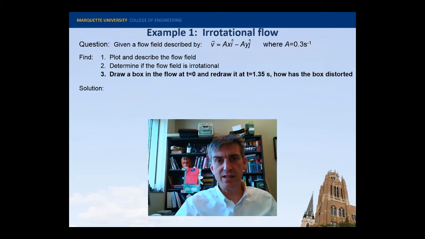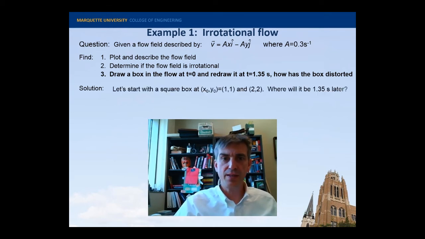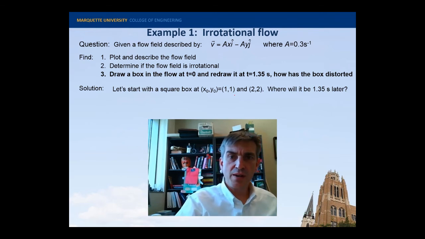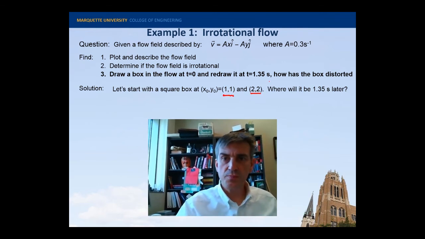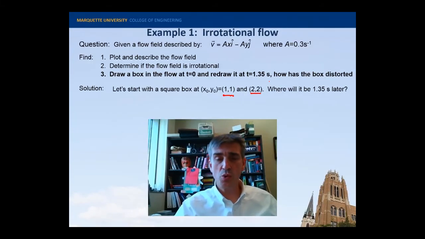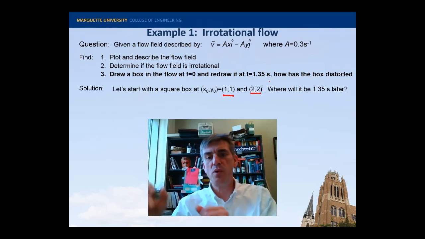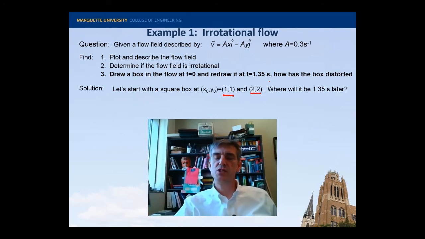Finally, let's draw a box in the flow field at time equal to 0, and then let's redraw it at some later time. So we're going to start by drawing a box whose corners are at 1, 1 and 2, 2, and then redraw this and find out where these two corners basically end up somewhere later in space.